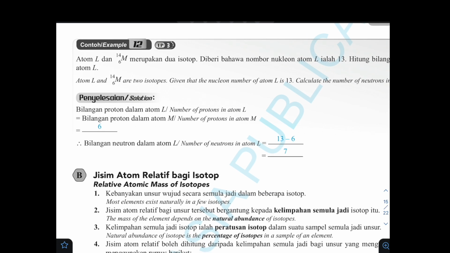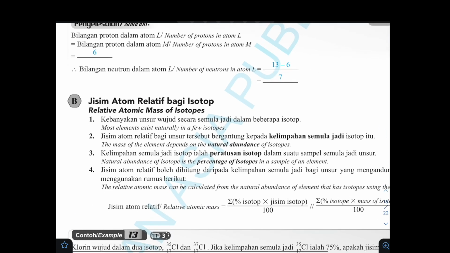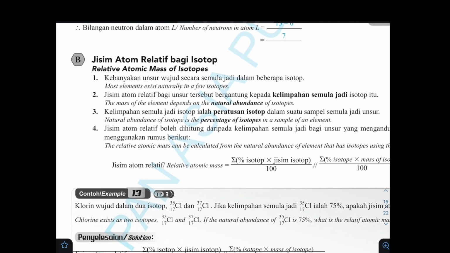So macam mana nak selesaikan ni? So kamu sudah tahu, so cari number of neutron in atom L. Baik, kamu kena cari dulu proton number of M. Dah cari proton number of M, kamu tahu dia punya proton number of L. Tahu proton number of L, tahu nucleon number of L, kamu boleh terus cari dia punya number of neutron. Okay, sekejap. Baik so saya harap kamu dapat ini.